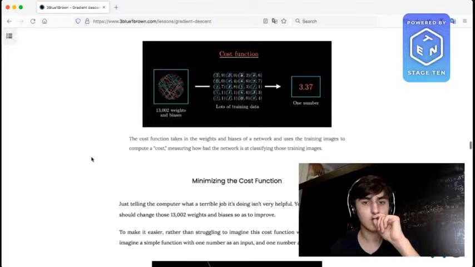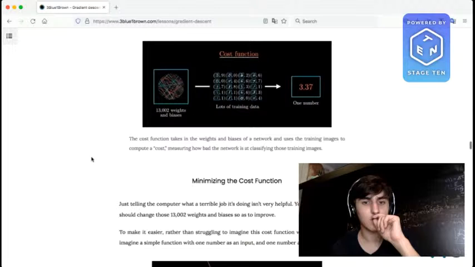To make it easier, rather than struggling to imagine this cost function with all these inputs, let's imagine a simple function with one number as an input and one number as output. So we got like a parabola here, it looks like. We'll imagine that the cost function has one input, right? How do we find an input that minimizes the cost? Well, we could take the derivative of the function and set it equal to 0, and then we could make a sign chart to figure out what are the positive values, what are the negative values.